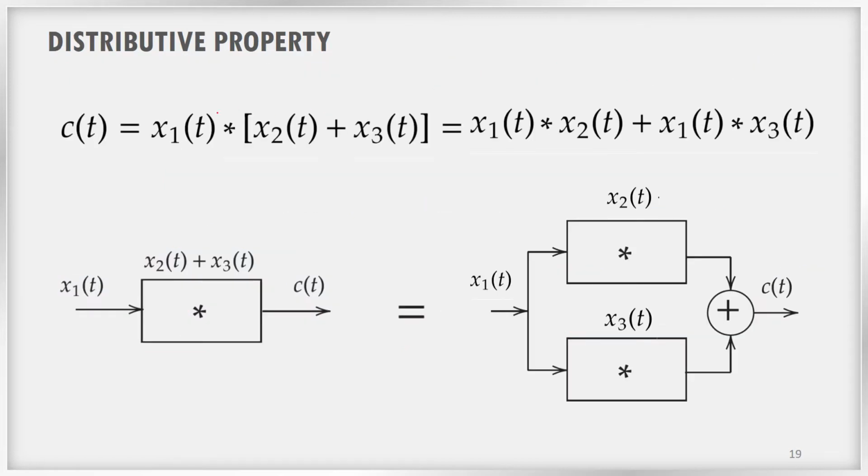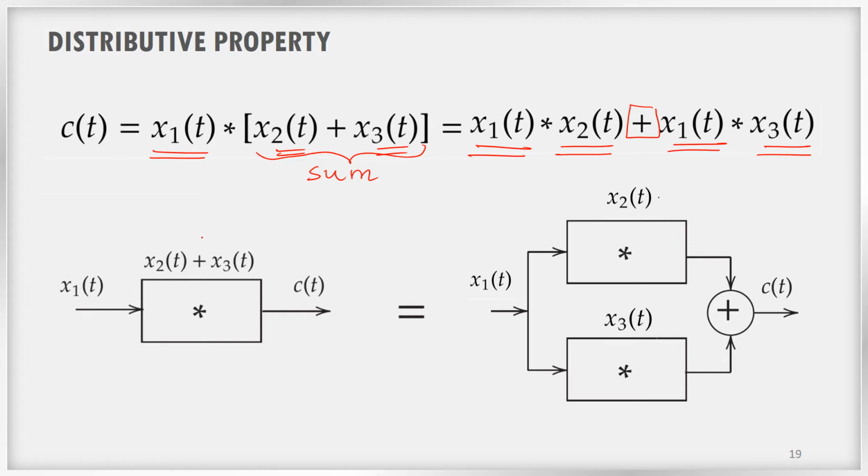The distributive property says that convolving a signal x1(t) with the sum of two signals, what are the two signals? x2(t) plus x3(t), is equal to adding the convolution of x1(t) and x2(t) with the convolution of x1(t) and x3(t).